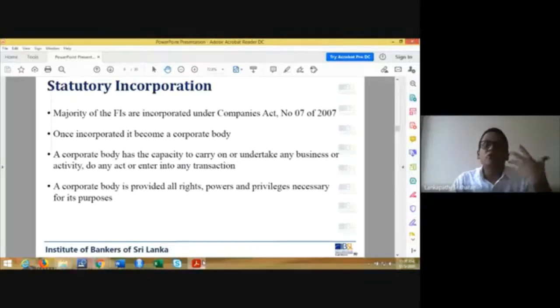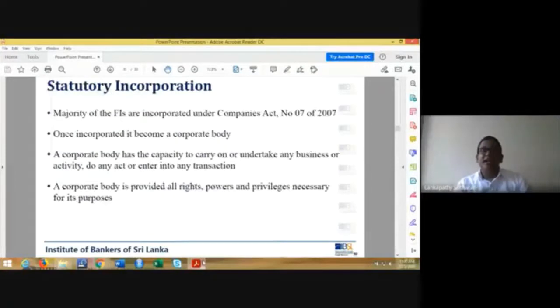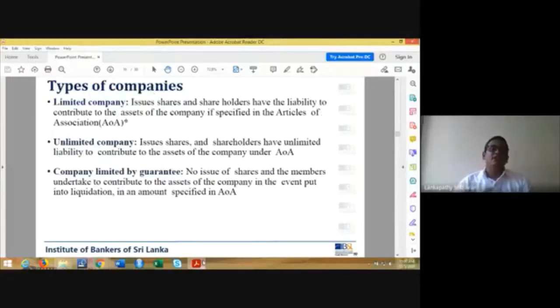Most of the financial institutions are generally incorporated under the Companies Act. Under the Companies Act, you can go through this in the Company Act number 7 of 2007. It's on the website. You can download it and read it if you want any further knowledge. As for the types of companies, there are three types.